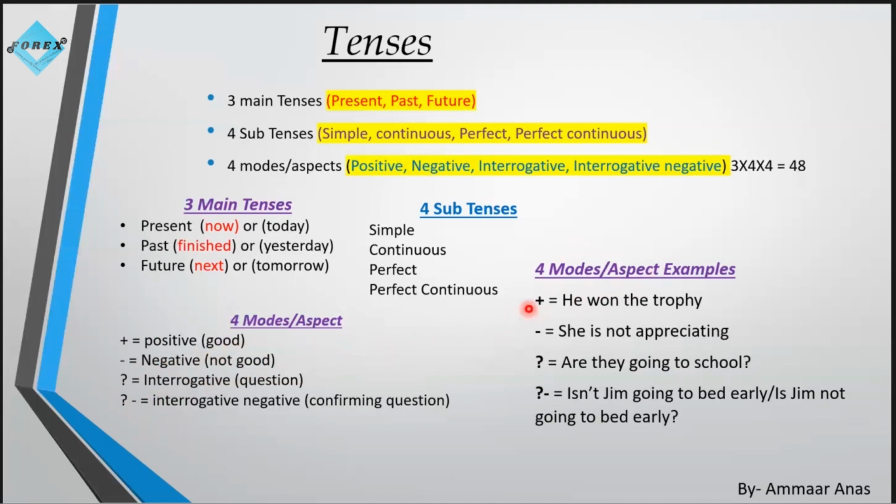Let's see the positive first. He won the trophy, so it's happy news, right? So it's a good thing. He won a trophy, so everyone's applauding him. And then the negative sentence is: she is not appreciating. If he won a trophy, she should appreciate, right? Isn't that nice? Not appreciating, of course. So that's what I meant by negative. And then interrogative is a question: are they going to school? And interrogative negative is: isn't Jim going to bed early? Or is Jim not going to bed early? Like a confirming question. Okay, now let's move to the next one.